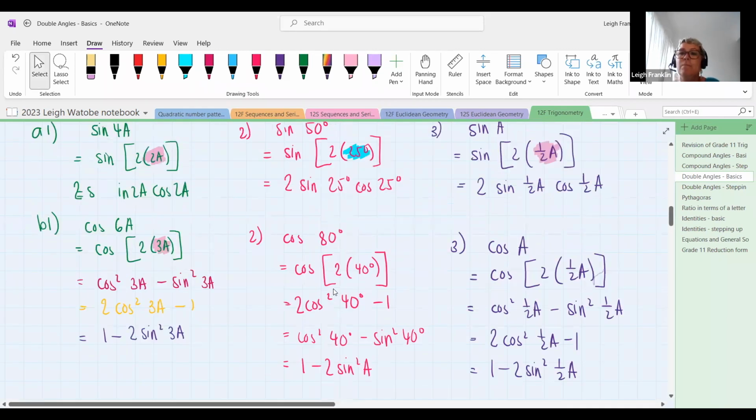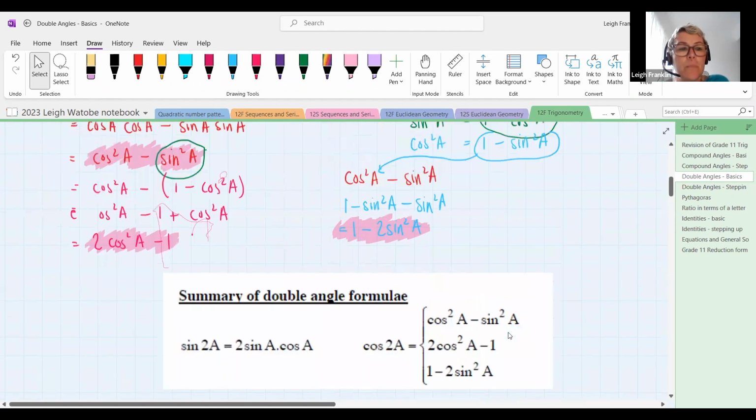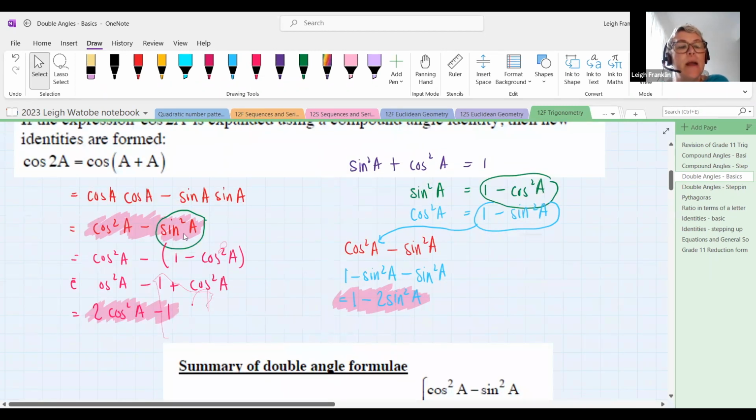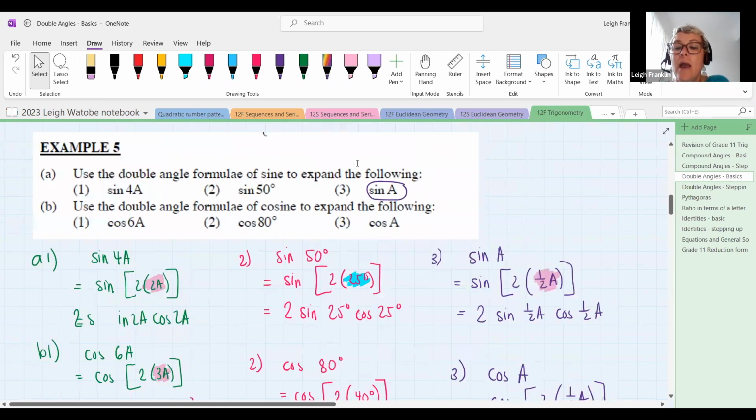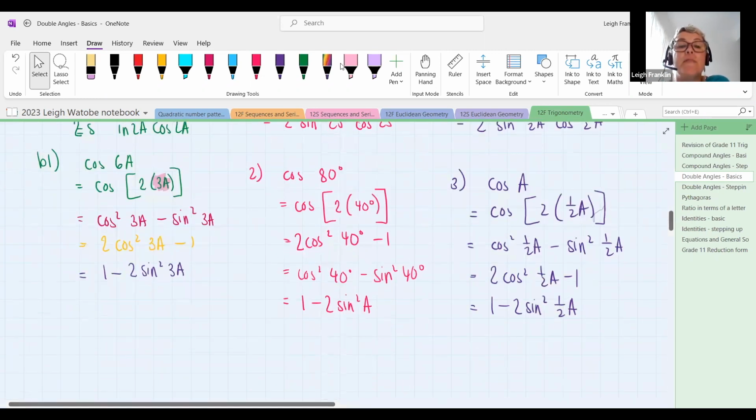Ma'am, you forgot to put the 2 at the second answer, at number 3. Where did I forget to put the 2? At cos squared half A minus sine squared half A. Okay, there's no 2 there, not with that one, because it's cos squared A minus sine squared A. There's no 2 in this one. Okay, ma'am. All right, that's fine.